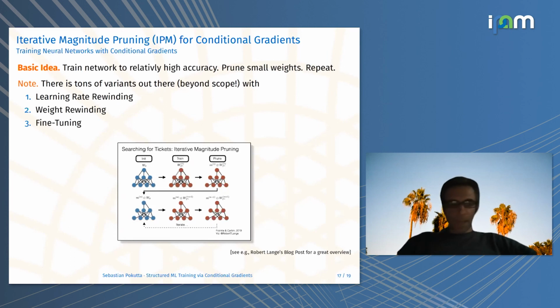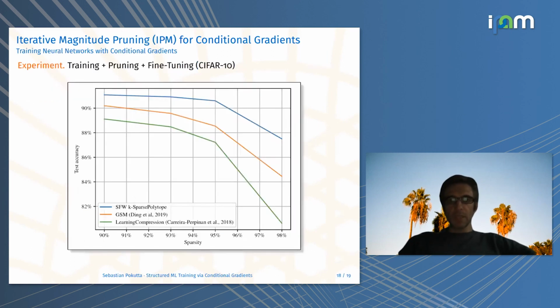Again, I will not have time to go too much into details, but rather I'll show you an example. What we did here is we trained neural networks on CIFAR-10, and then we used two of the well-known pruning approaches, the GSM approach from Ding et al., as well as learning compression from Carreira-Perpinan et al. And we compared this to a stochastic Frank-Wolfe variant, where we used the K-sparse polytope as feasible region. And then we trained them all to roughly the same test accuracy.